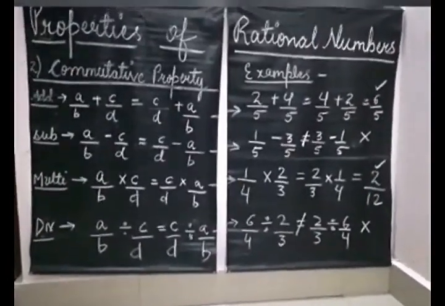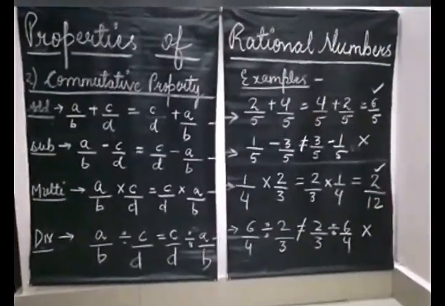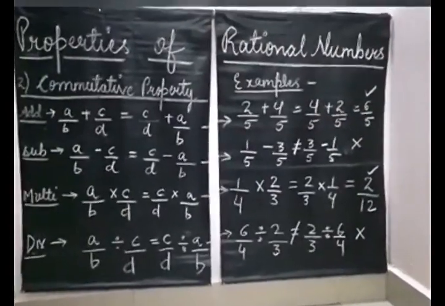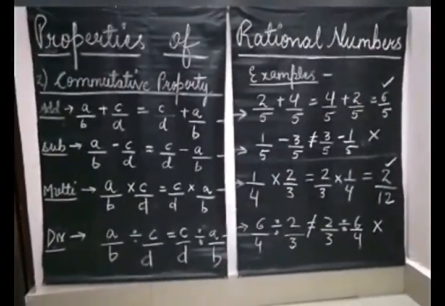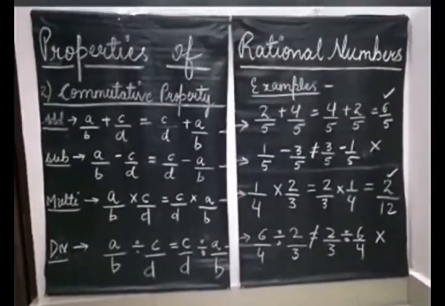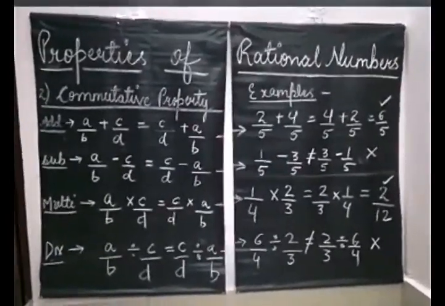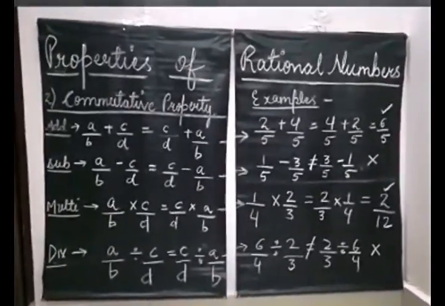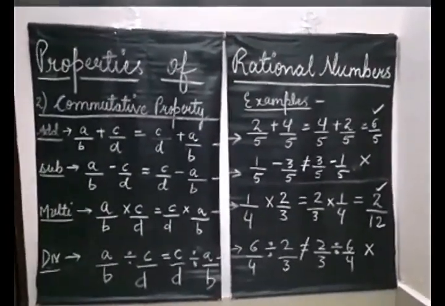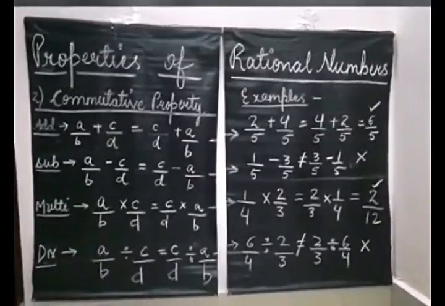Let us see with the help of an example. 2 upon 5 plus 4 upon 5 is on the LHS side, and 4 upon 5 plus 2 upon 5 is on the RHS side. By solving LHS and RHS, we get the answer 6 upon 5. Both LHS and RHS are equal. That's why commutative property is applicable in case of addition. Let us check in case of subtraction.